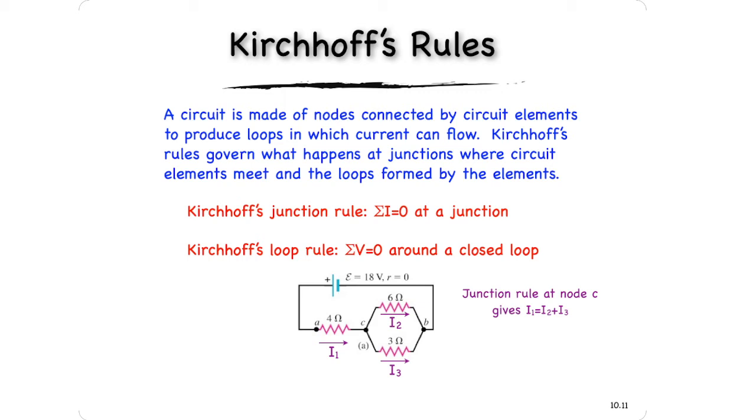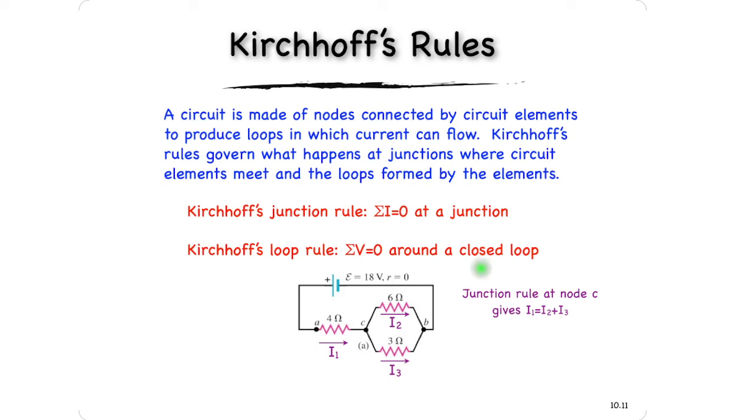Okay, and so the first rule, the junction rule, tells us that I1 must equal I2 plus I3. So we're turning this into a mathematical expression, right? We have three unknowns, the three currents. So in order to solve for all three currents, we need three equations. Here's one. The other two that we need are going to come from Kirchhoff's loop rule.